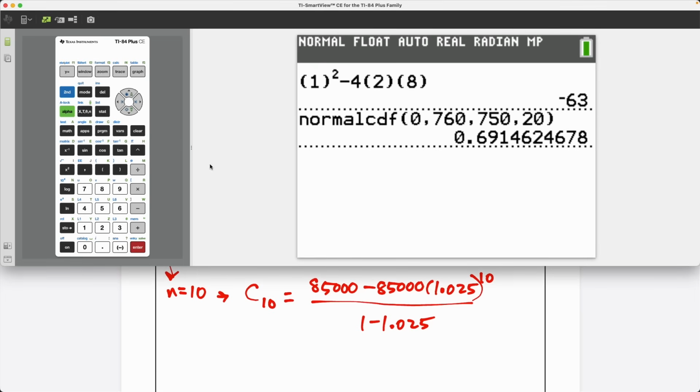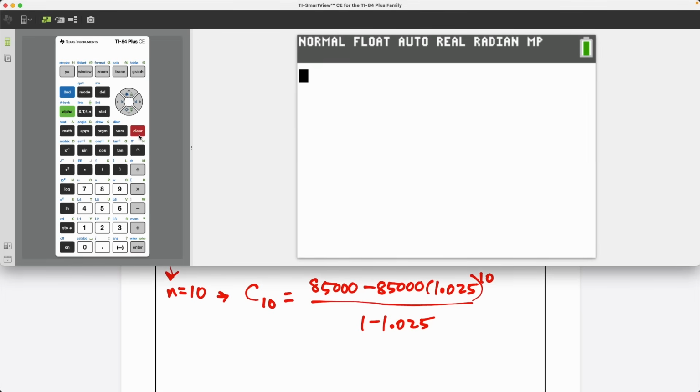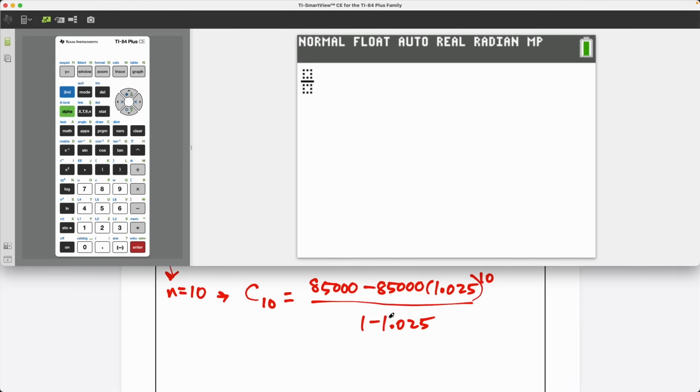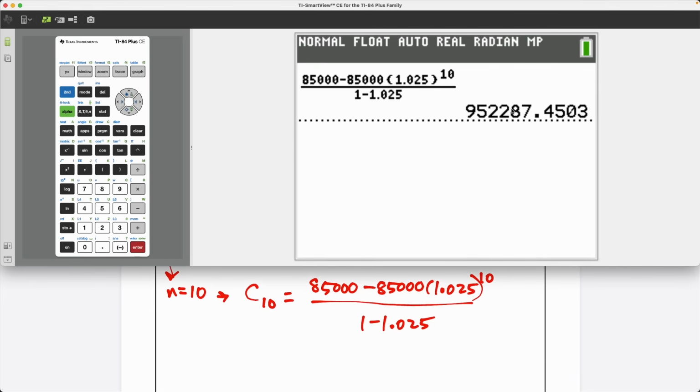So this I typed right into the calculator. If you have a newer calculator, you can just press alpha x to pull up a fraction. Otherwise, you press alpha y equals enter to pull up a fraction. And I recommend you do this so that you don't make a typo. This reduces your chances of making a typo. So we have 85,000 and then minus 85,000 again, but now parentheses, we have 1.025 to the power 10. And then the denominator, 1 minus 1.025. So we do this, and this is the value we're getting.